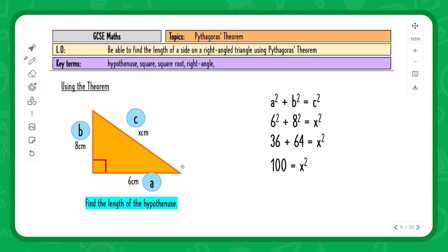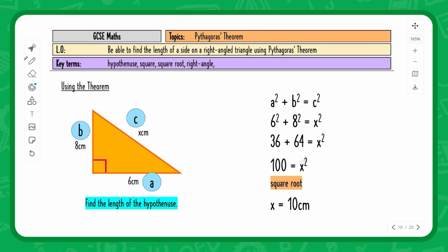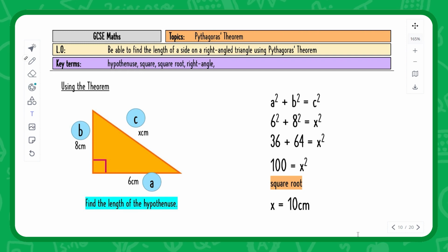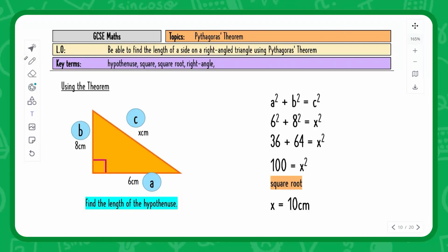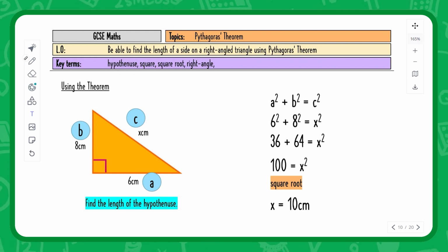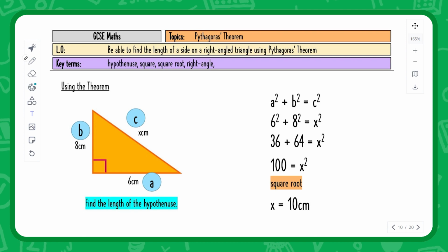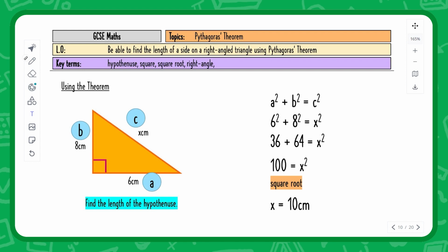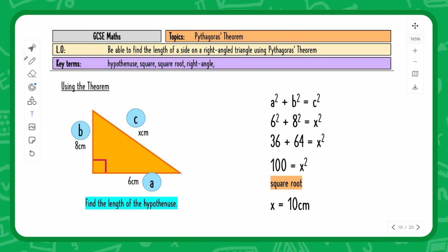So if x squared is 100, how could we find x? We would square root. That is the opposite of squaring something, or that's how you undo a square. So the square root of 100 is 10. And don't forget the units, which were given in the diagram as centimetres. So my answer is 10 centimetres. To summarise, label your triangle, substitute your values into your theorem, and then work accordingly. And at the end, once you've found c squared, square root it to find just c.